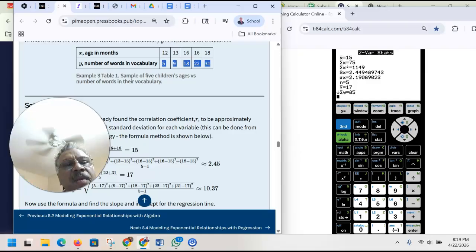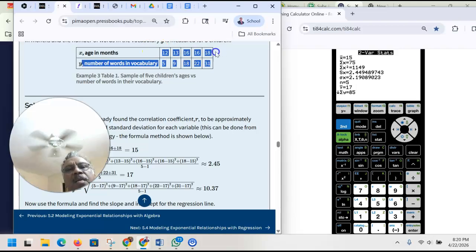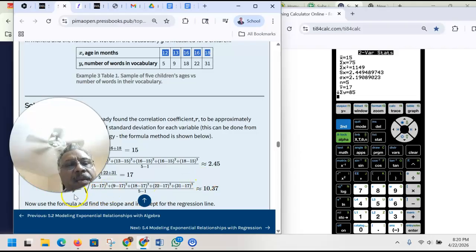Then the standard deviation Sx. This is the formula, a square root. All you do is take the mean that you got and subtract it from each of these: 12 minus 15, 13 minus 15, 16 minus 15, and you square them. You add them, and at the bottom you use the formula 5 minus 1, meaning whatever the number of values is, you subtract 1. That's how you get 2.5. Do the same thing for Sy.